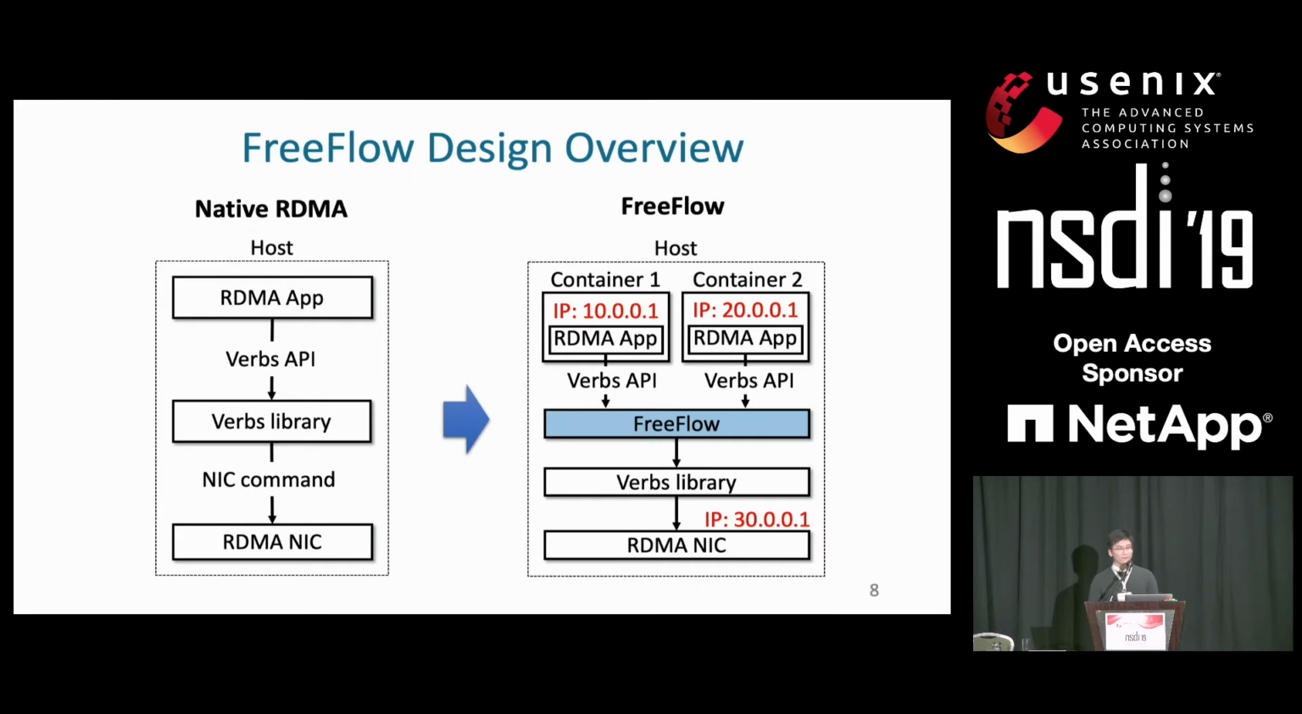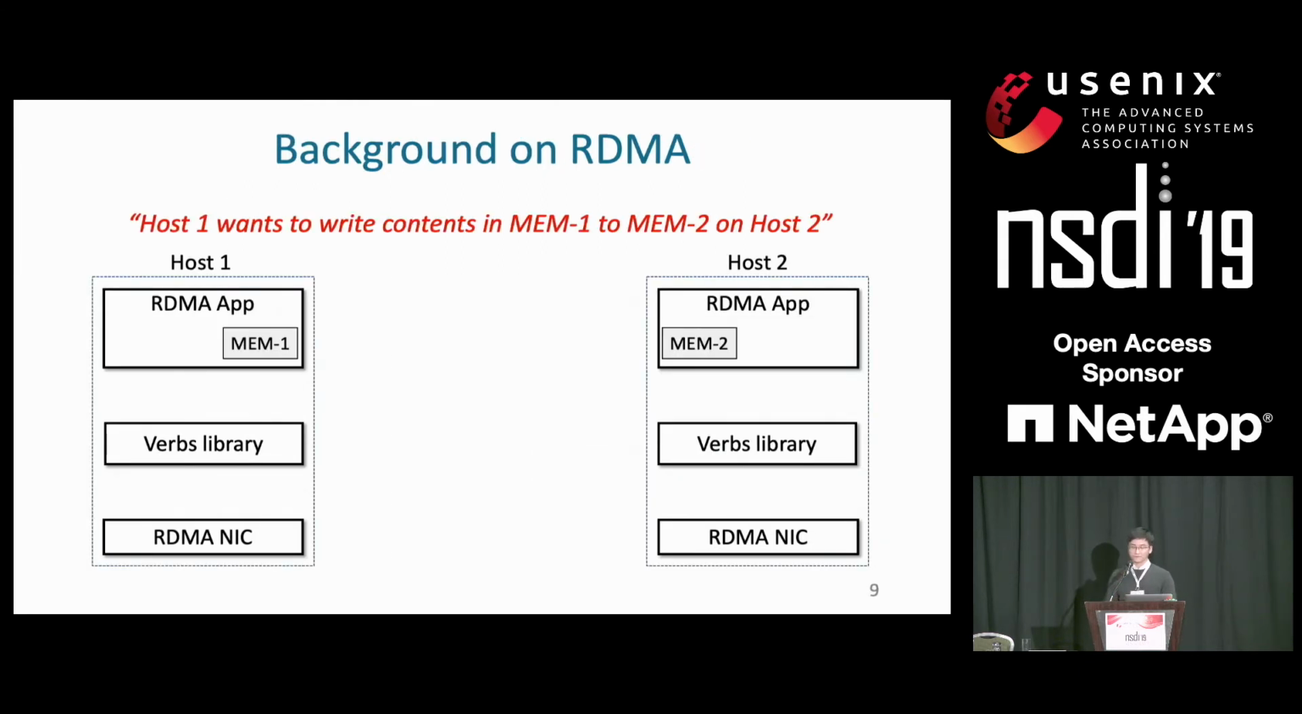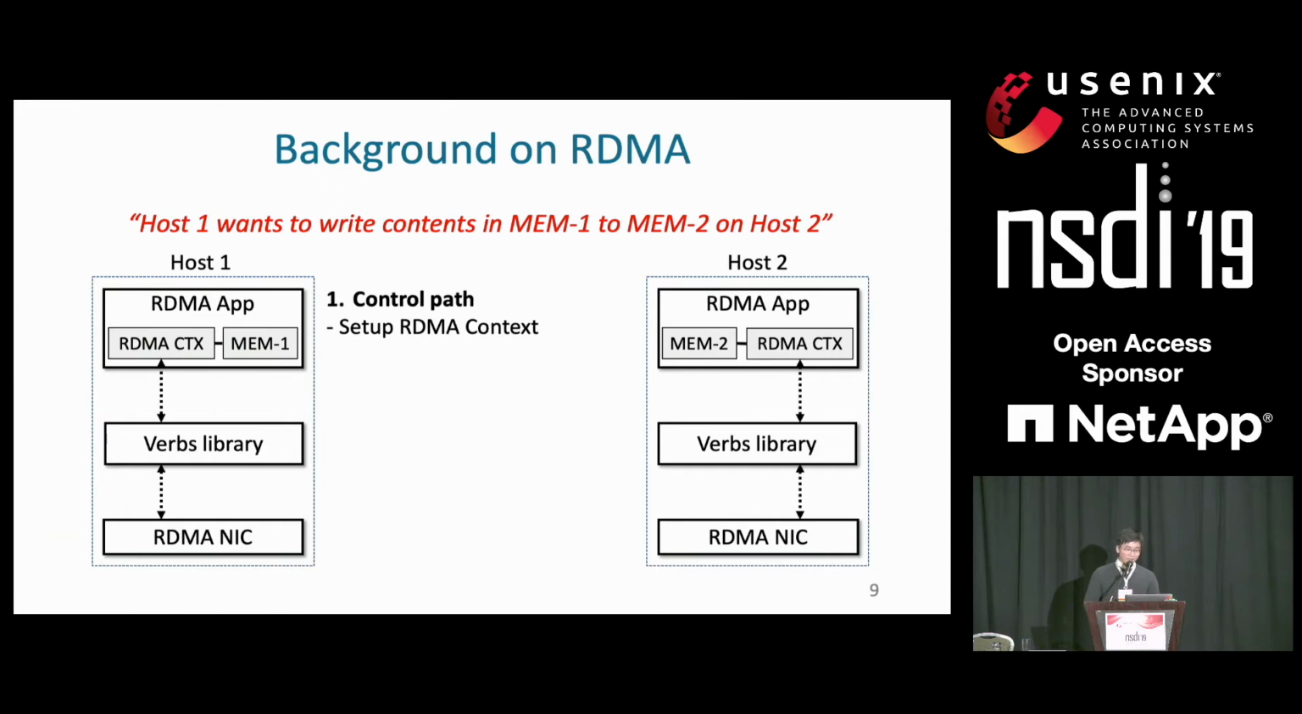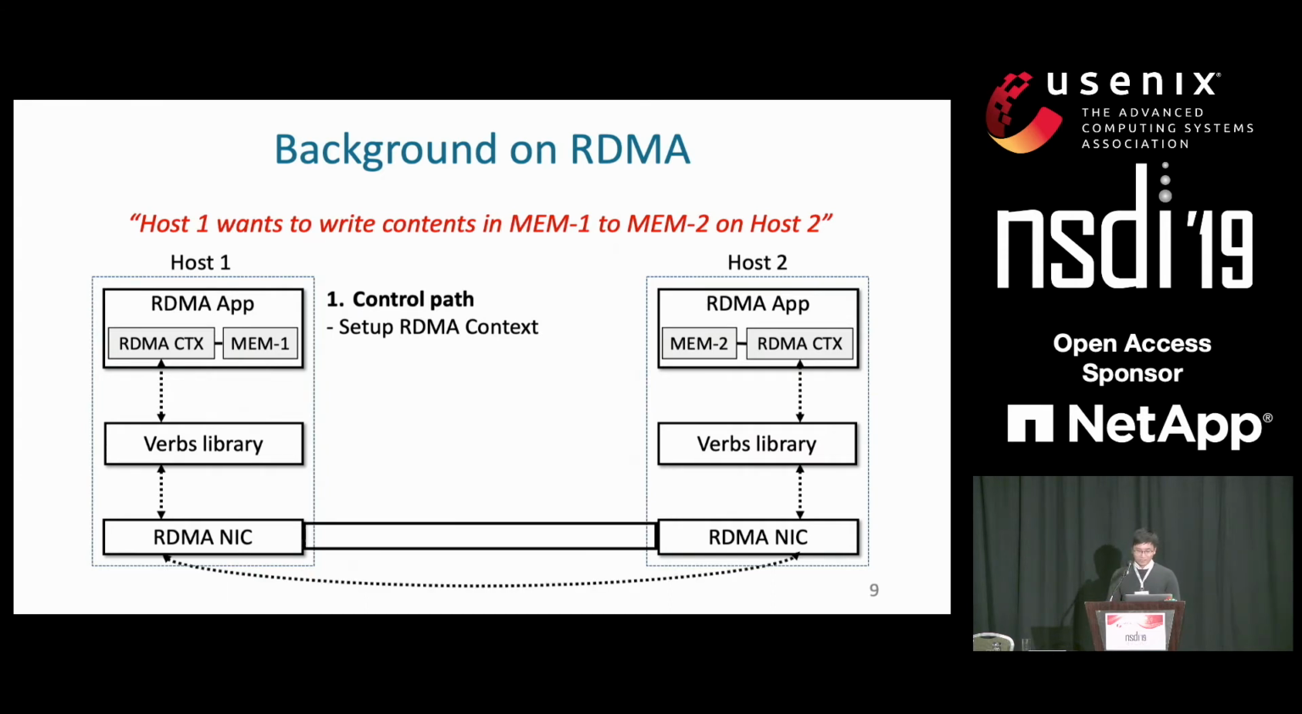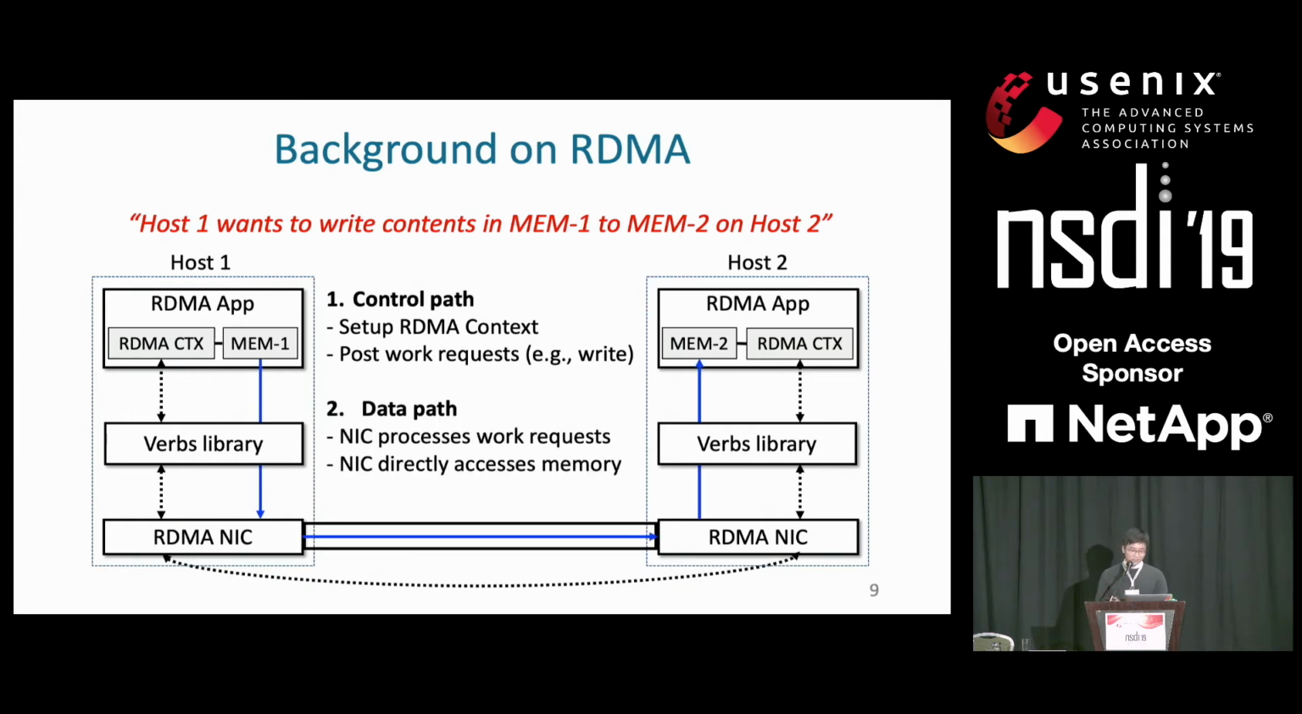However, while realizing this idea, we faced several challenges, and to explain them, I first briefly introduce the background on how native RDMA works. So let me bring a simple example where host 1 wants to write the contents in memory 1 into memory 2 on host 2. An RDMA app and RDMA NIC communicate through two different communication paths called the control path and the data path. In the control path, the RDMA app issues a set of Verbs commands to set up the RDMA context and register a memory region. And once the context gets ready, it exchanges the context with the remote side to establish the RDMA data path. Then it can post work requests, for example, write requests in this case. Then in the data path, the NIC processes work requests by directly accessing memory without involving the CPU, where most of the performance gain from RDMA comes from.